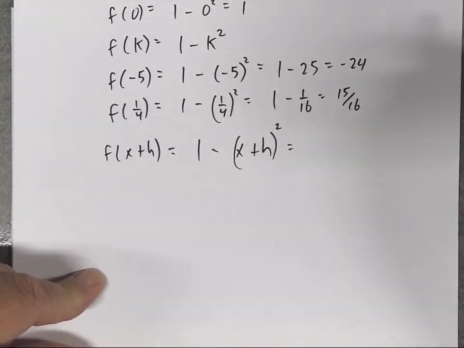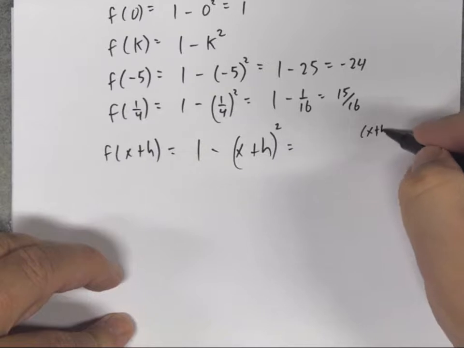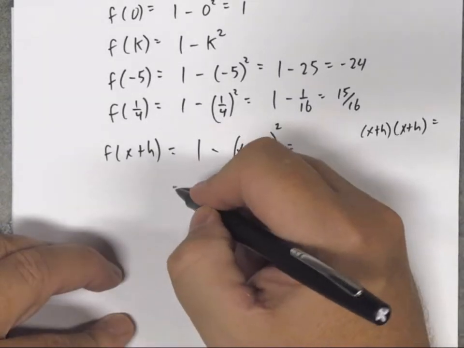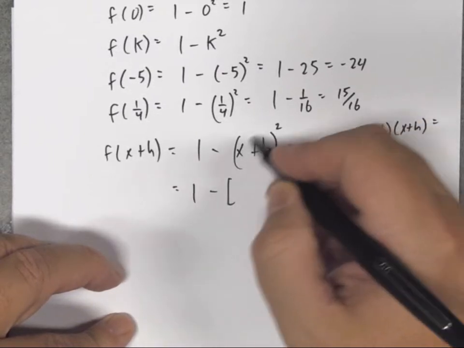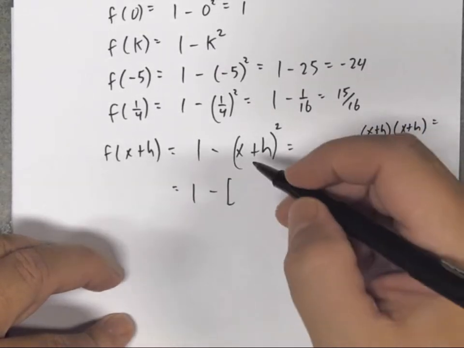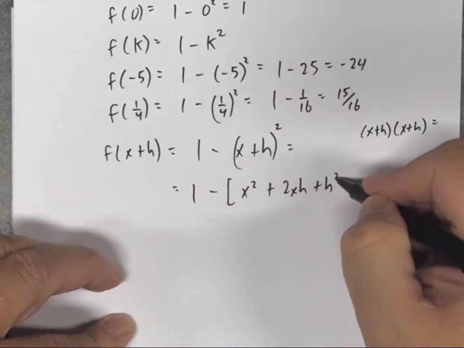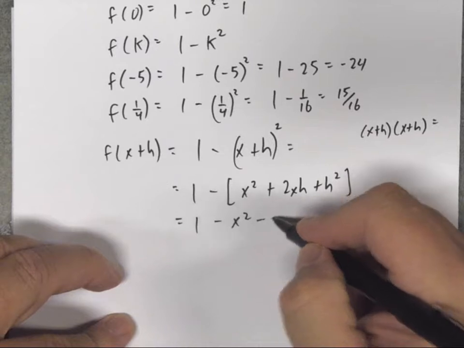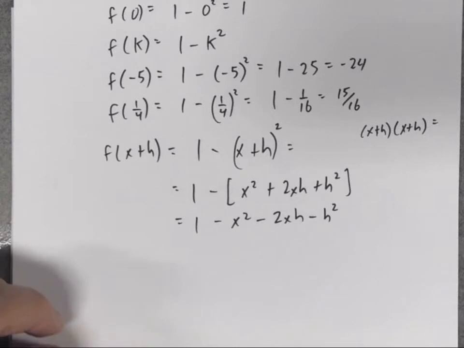Now most of the time they'll want you to simplify this by multiplying out these parentheses. Be careful now, remember your algebra. X plus h squared is x plus h times x plus h. So you get 1, and I'm going to put these brackets here because I'm subtracting this whole thing. So when I FOIL this and multiply this out, I subtract all of that. It ends up being x squared plus 2xh plus h squared. Of course, now when I get rid of these brackets, I subtract everything inside the brackets.